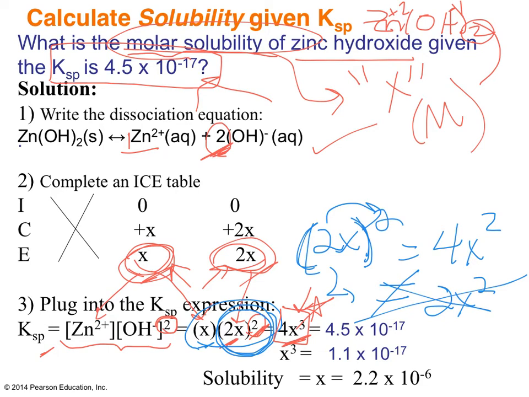If you are working a problem out and you end up with something like 2x cubed, I guarantee you forgot to square your 2. So anyway, so then how do you simplify? If you get 4x cubed equals some number, how do you simplify that? The first thing you do before anything else is divide both sides by 4. Okay, get rid of that 4 before you take the cube root. That's also another common error.